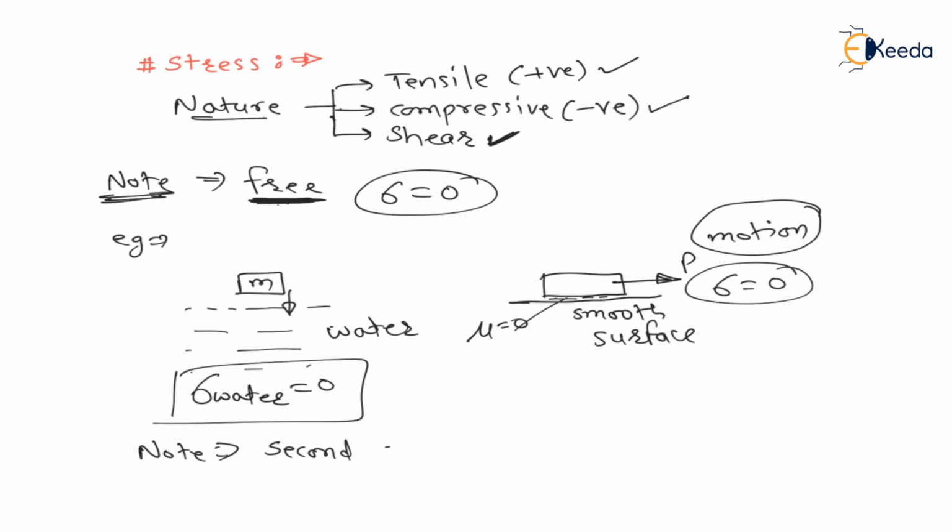Again, a very important note for stress is that stress is a second order tensor quantity. What is the meaning of tensor quantity? That we will see in the next lecture. As of now, remember this important note. In coming lectures we are going to differentiate stress and pressure. Pressure is a scalar quantity and stress is a tensor quantity. In that difference, we will see why stress is a tensor quantity and why pressure is called a scalar quantity.